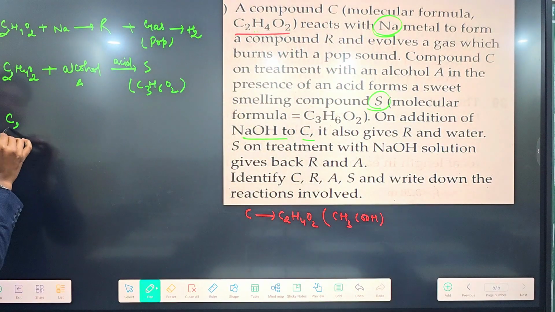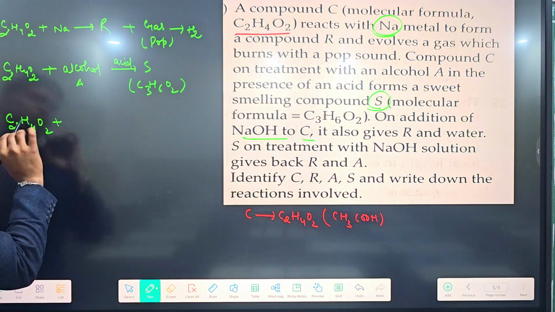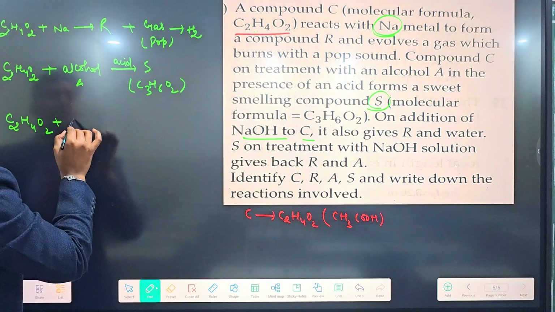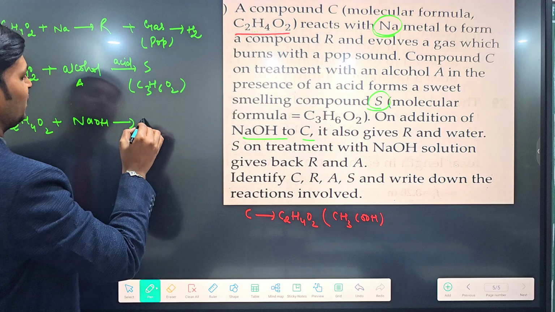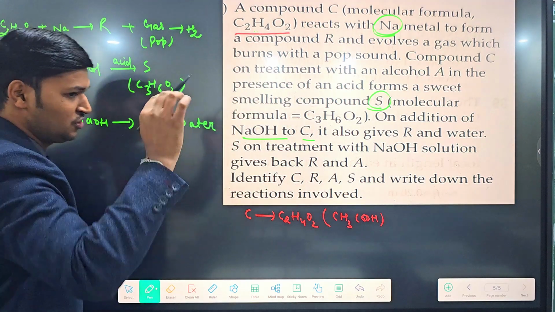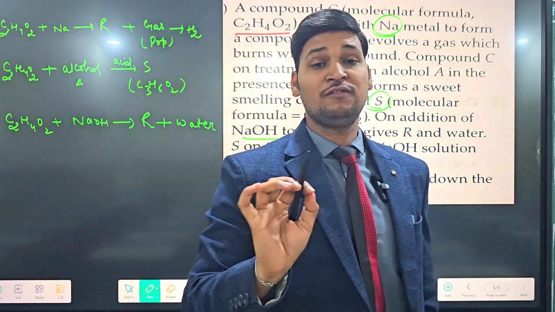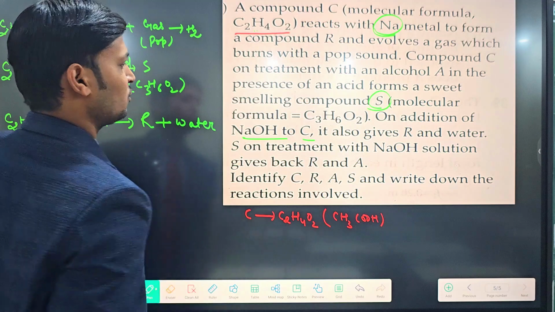Then after, on addition of NaOH to C, again C was the same thing here. अब इसी में C में ऐड किया जा रहा है C2H4O2. What is being added to this compound? NaOH is being added here. It also gives R and water. R we are obtaining and water. This is a rough diagram. बेटा जरूर से ऐसे करना. Your questions will be very easy to understand, you know, to solve the question.